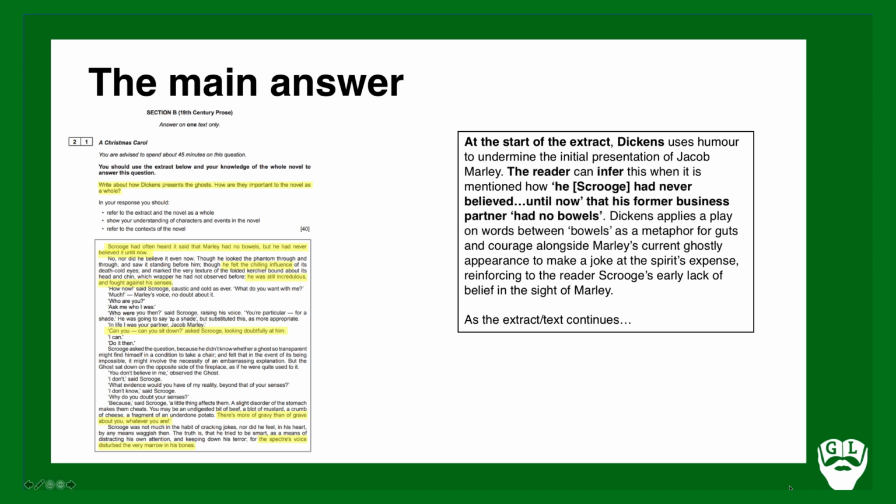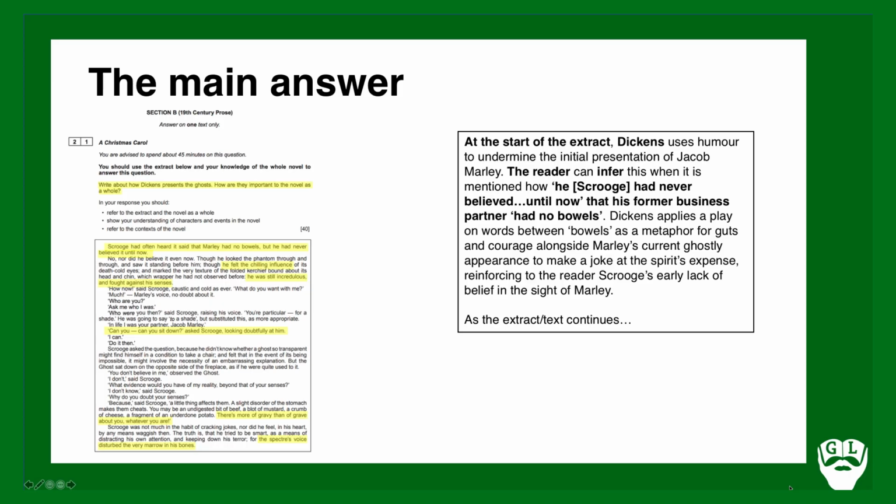From here, I then mention the reader, and I say the reader can infer. That means to work out. They can work out this particular point when it's mentioned how. Notice how I embed the quote. At GCSE, you really want to break apart from this can be shown in the quote. Try not to use that too much. It's quite literal and quite clichéd and overdone.